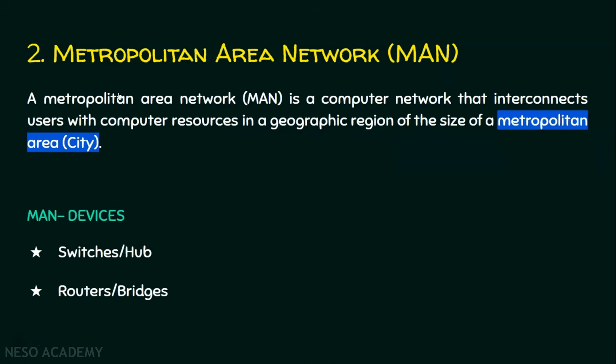The devices involved in this metropolitan area network are switches, hubs for establishing a local area network, and to connect two local area networks we need routers or bridges. As I already mentioned, there are minimum two local area networks, and these two local area networks are to be connected with each other with the help of a router or a bridge. We'll see an example now.